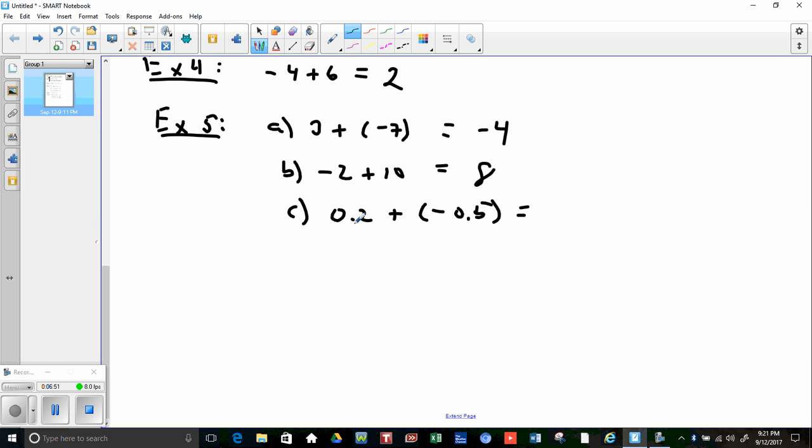And then letter C, 0.2 plus negative 0.5. So starting 0.2 to the right of 0 and then coming back to the left 0.5 spaces is actually going to put us at minus 0.3. So again, I hope you can see this stuff using the concept of the number line. That's the idea.